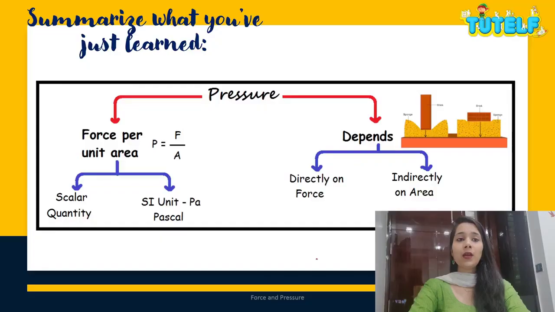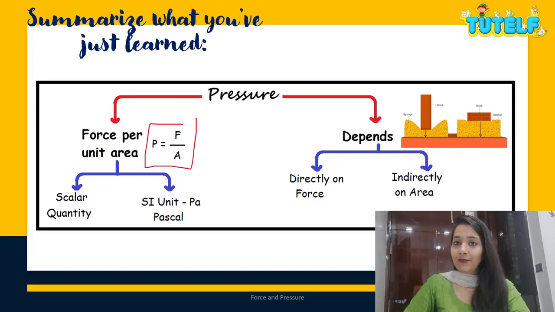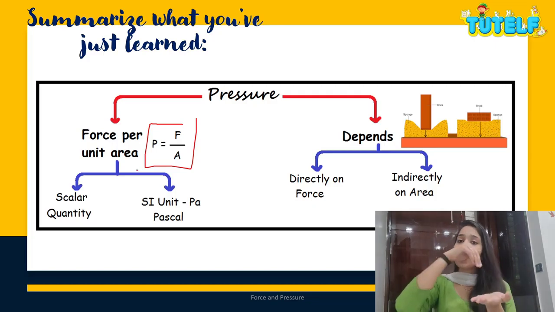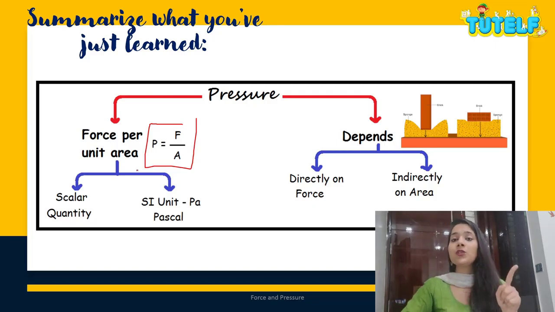So basically, we have done a lot of topics today. Let's summarize them quickly. Pressure is force per unit area. The formula for the same is P equals F divided by A. It is a scalar quantity. Scalar quantity means that it has only magnitude associated with it. It does not have a direction. If it has a direction associated, then it is not pressure, it is thrust that we are talking about.